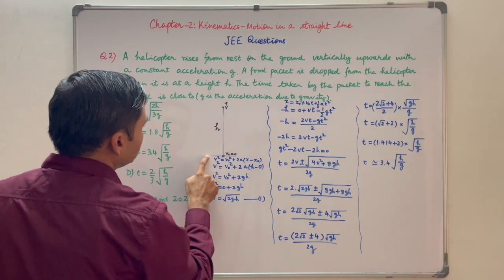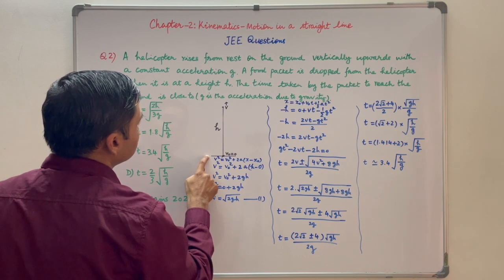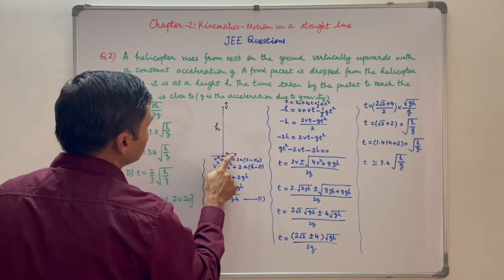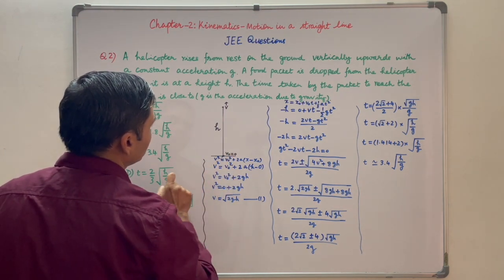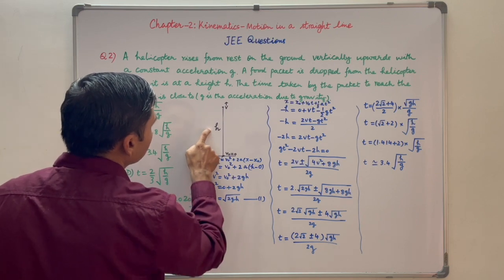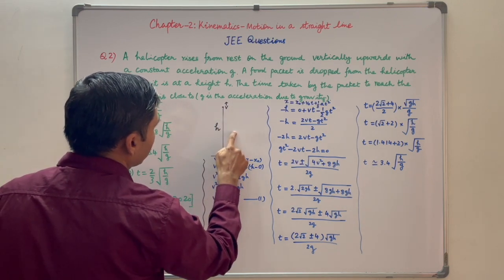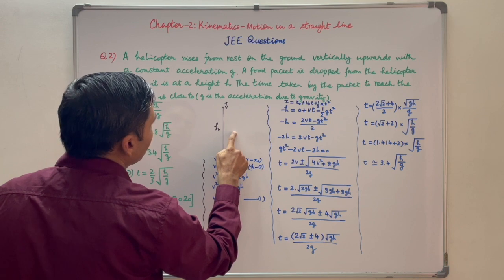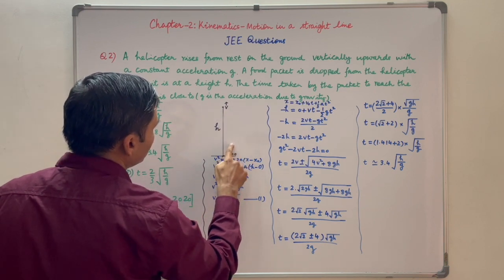Suppose the helicopter starts from the ground at t equal to 0. So v0 is equal to 0 and x0 is also 0. When it reaches a height h, it drops a food packet. So we have to calculate how much time the food packet will take to reach the ground.